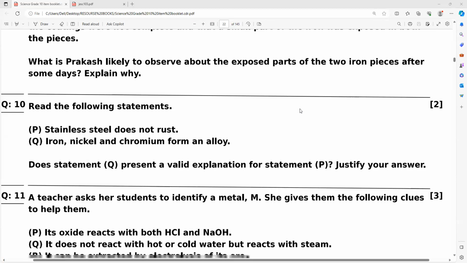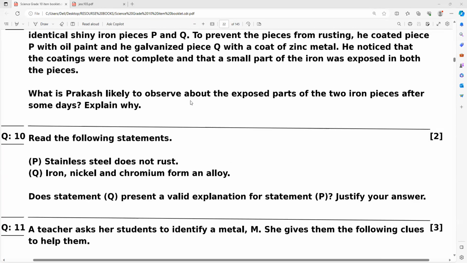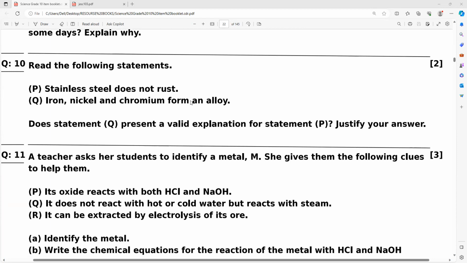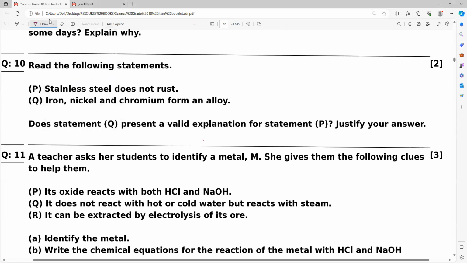For the next question, we are going to see question number 10. Up to question number 9 we completed yesterday. So question number 10, you see that. Read the following statements; they are asking, does the second statement explain the first statement? That's a valid explanation. It's like an assertion-reason.